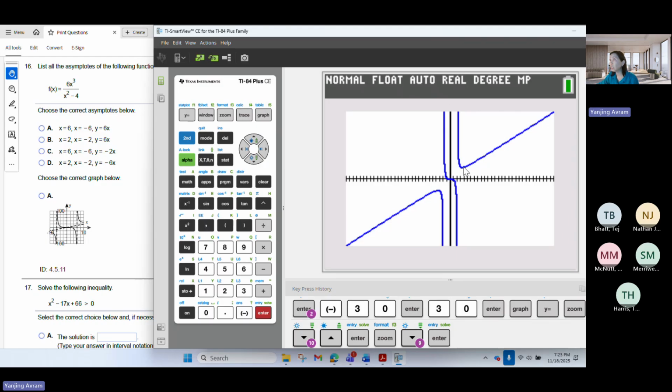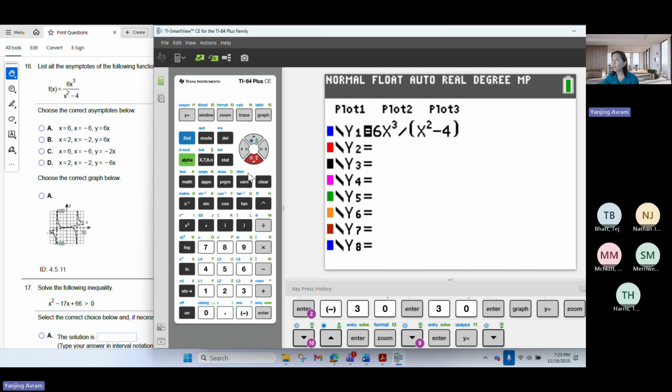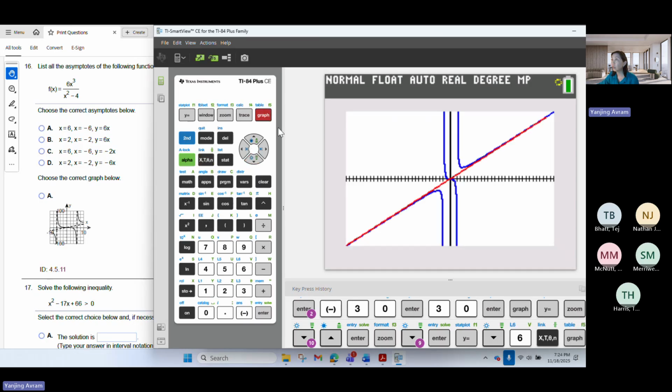So look at that. This one looks like y equal to 6x. This is the oblique asymptote in here. Like I said, the graph never graphs the asymptote. If I graph this one right here, 6x, I'm just graphing it to give a little bit of visualization. Okay, so that's my oblique asymptote.